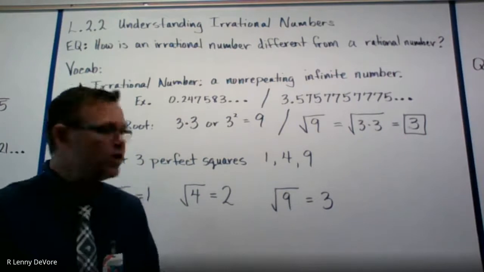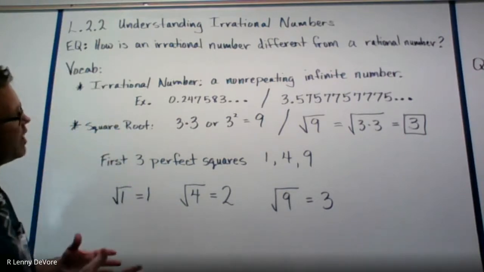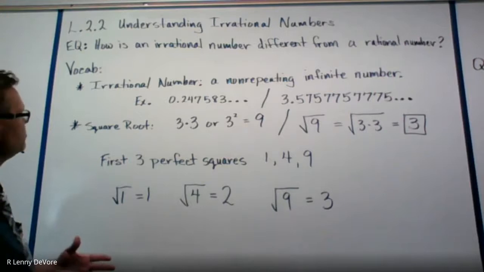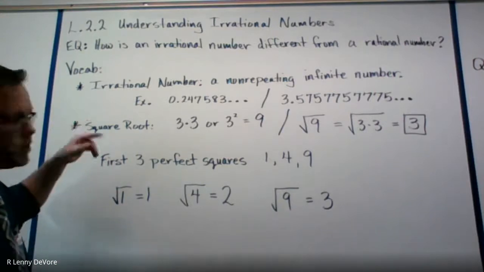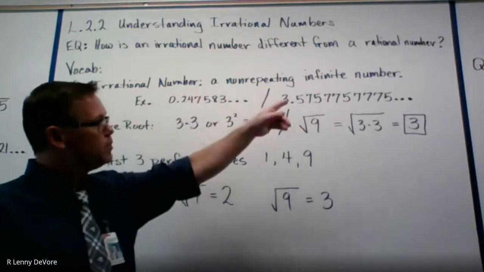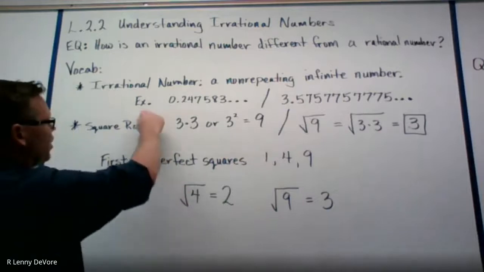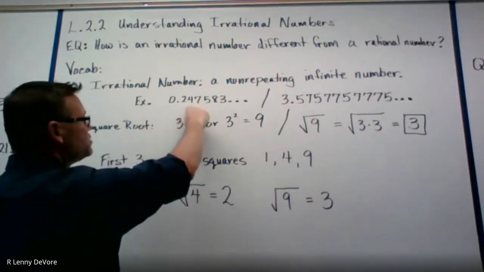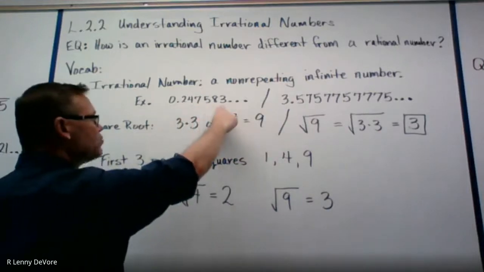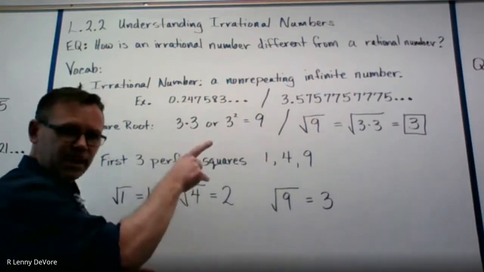Okay, the essential question here is how is an irrational number different from a rational number? Okay, that's your essential question. Vocab, irrational number, is a non-repeating infinite number. So, for example, I put 0.247583 dot dot dot. Okay, that means it's infinite because it's got the dots after it.